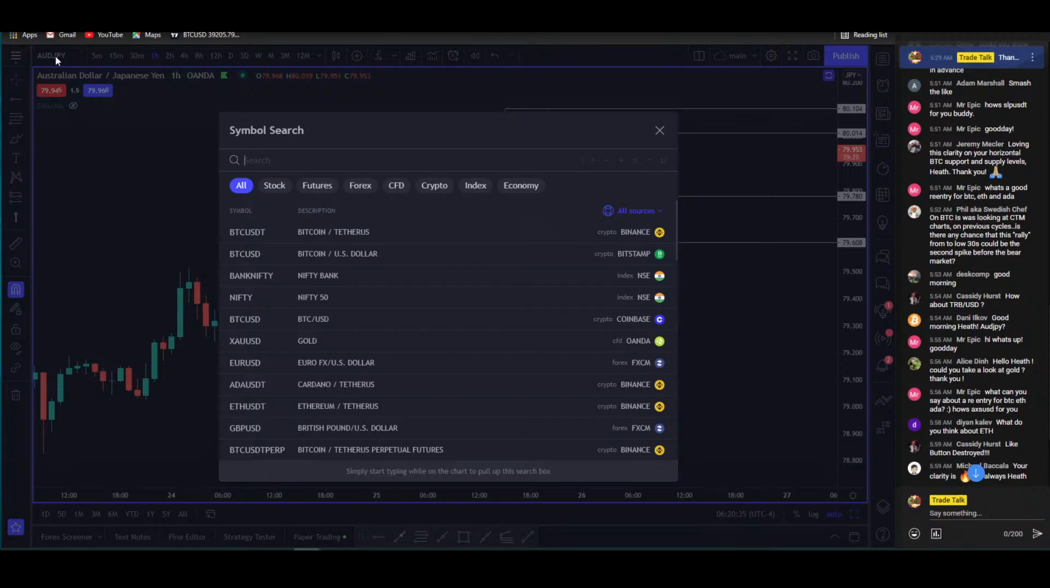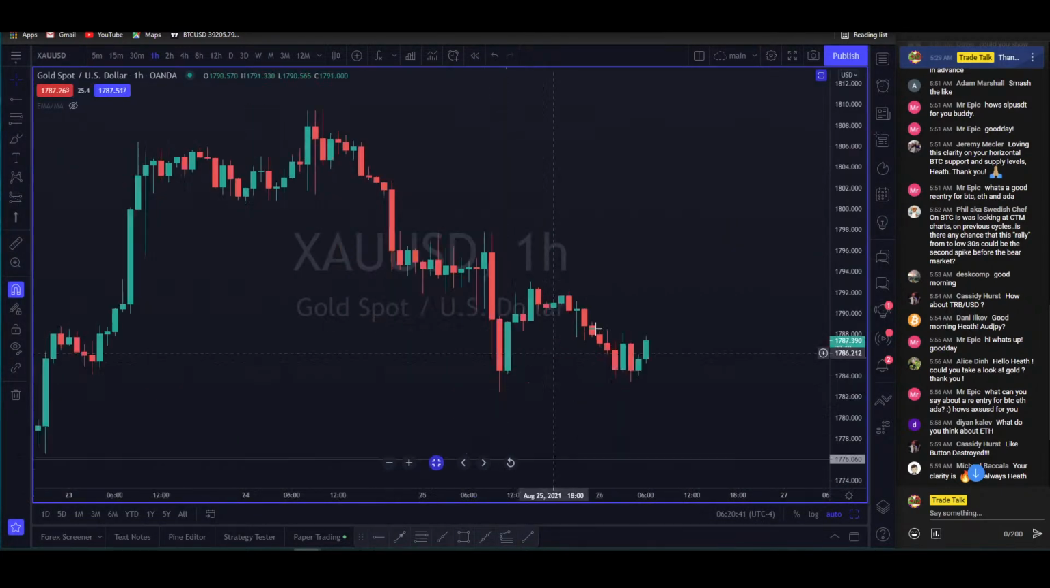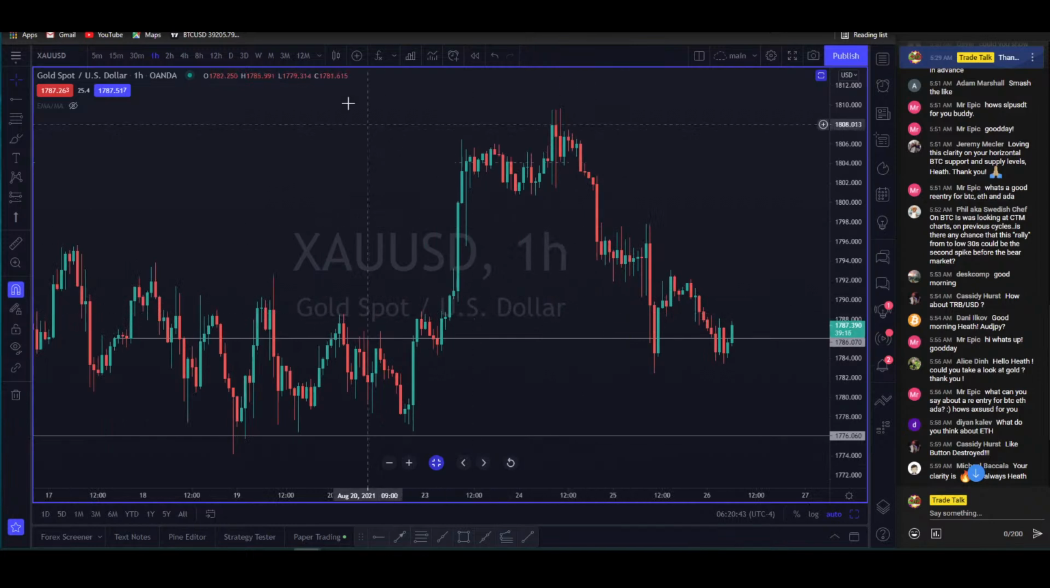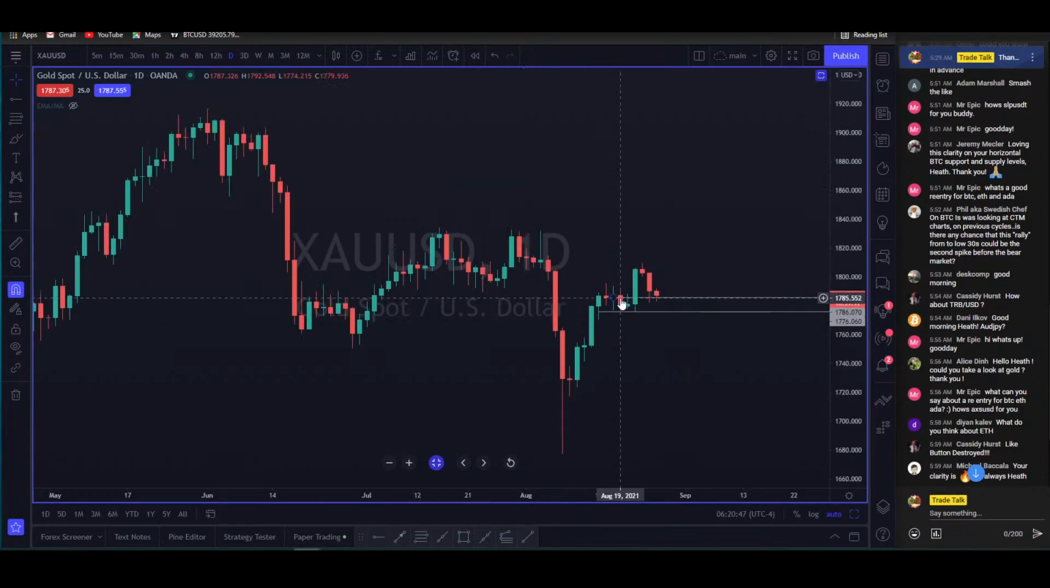Let's go look at XAUUSD on Oanda. Yeah, let's get off the hourly first. It looks like it's trying to hold support. You can trade all the way down to 1779.93 and still be good. Right, you're still at support.